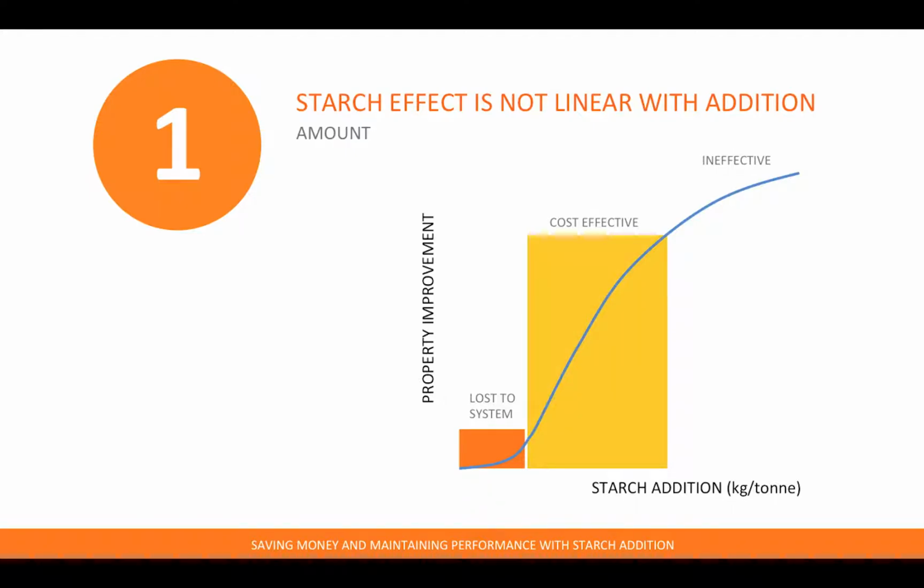The second area is the cost-effective area. This is the area where relatively small amounts of starch will give you good property improvement. Things like compression strength, Scott ply bond, Concora, things like that. And then as you add more and more starch, unfortunately, that starch becomes less effective. It's an ineffective area. What we would really like to do is stay in the yellow area, the cost-effective area.